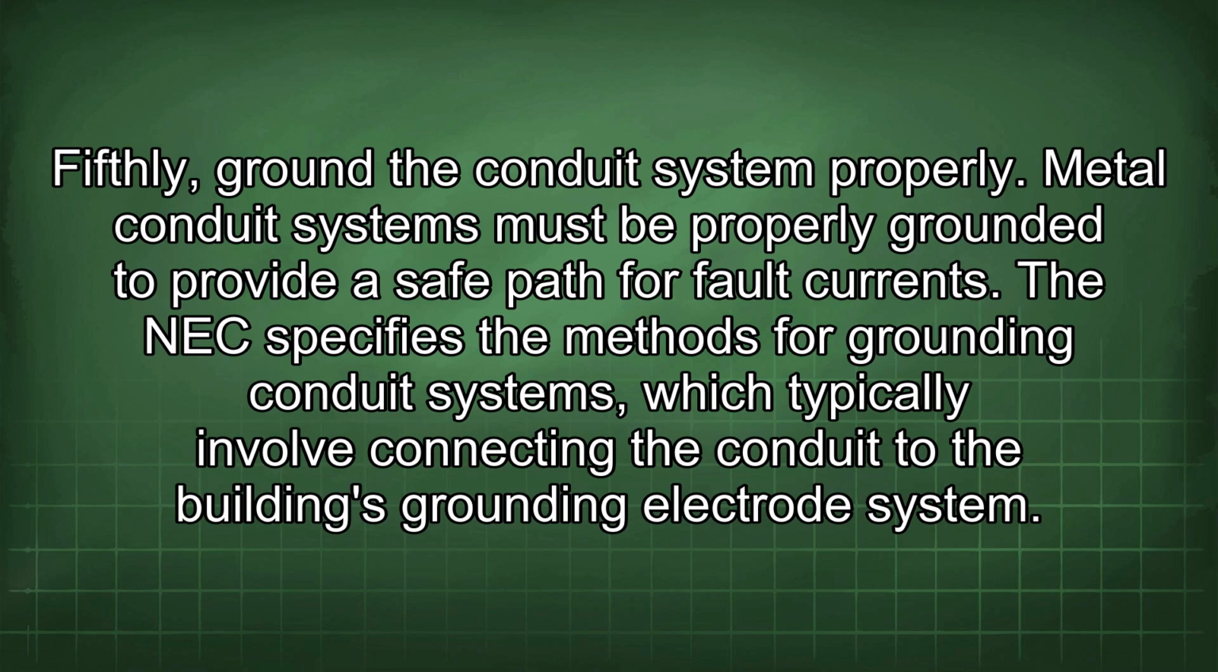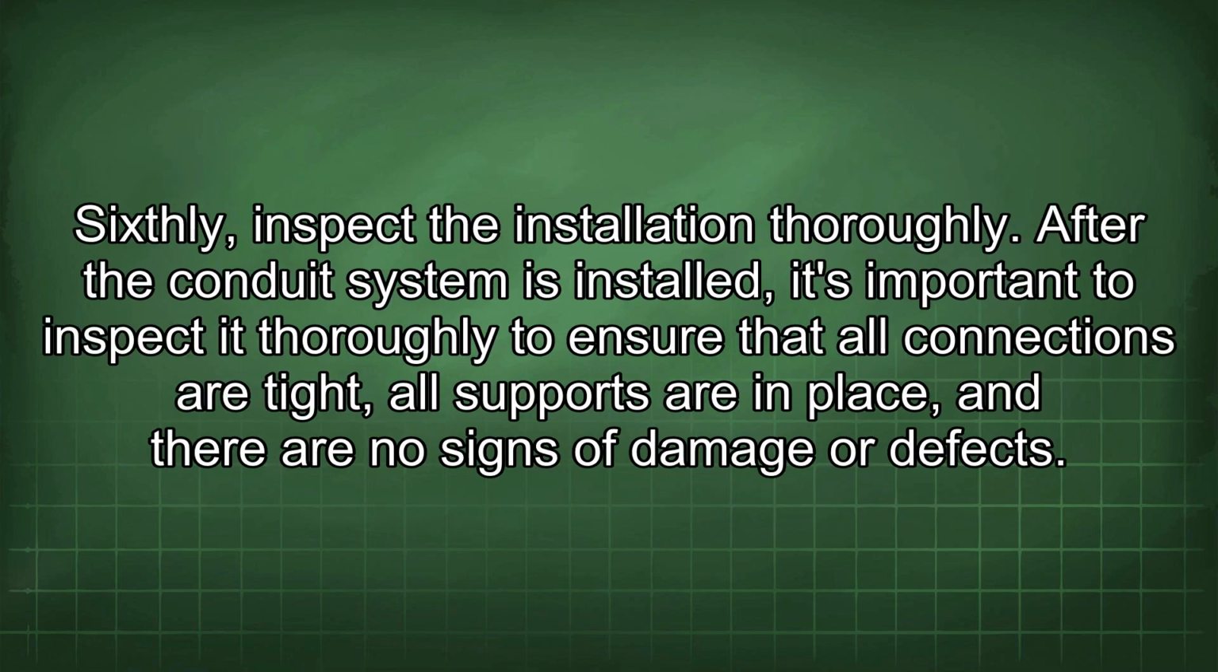Metal conduit systems must be properly grounded to provide a safe path for fault current. The NEC specifies the methods for grounding conduit systems, which typically involve connecting the conduit to the building's grounding electrode system. Sixthly, inspect the installation thoroughly. After the conduit system is installed, it's important to inspect it thoroughly to ensure that all connections are tight, all supports are in place, and there are no signs of damage or defects.